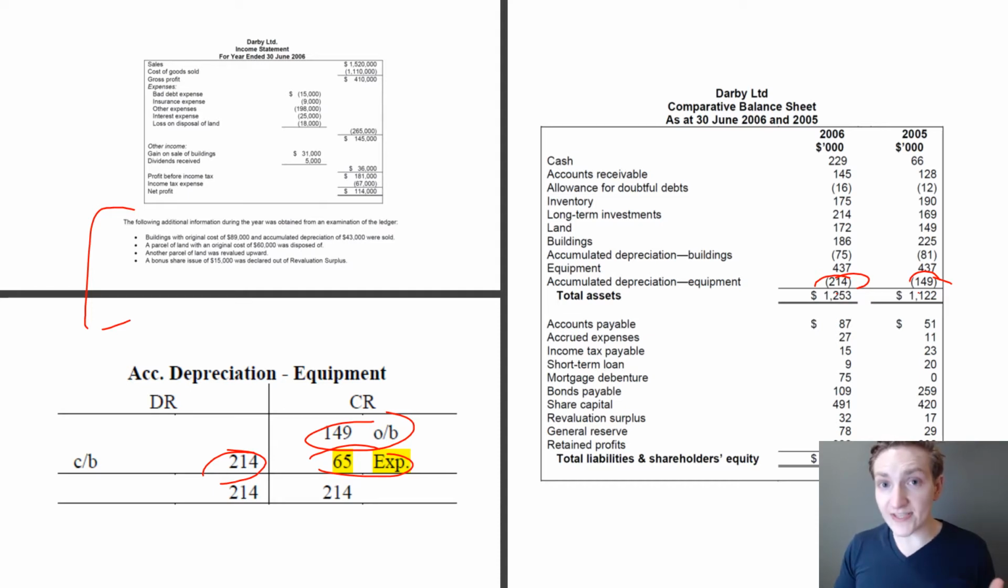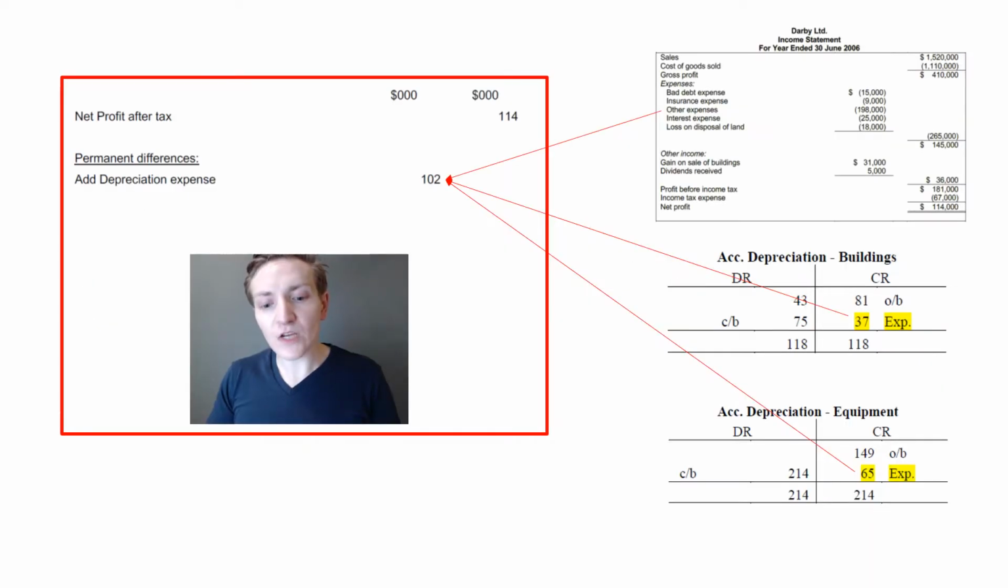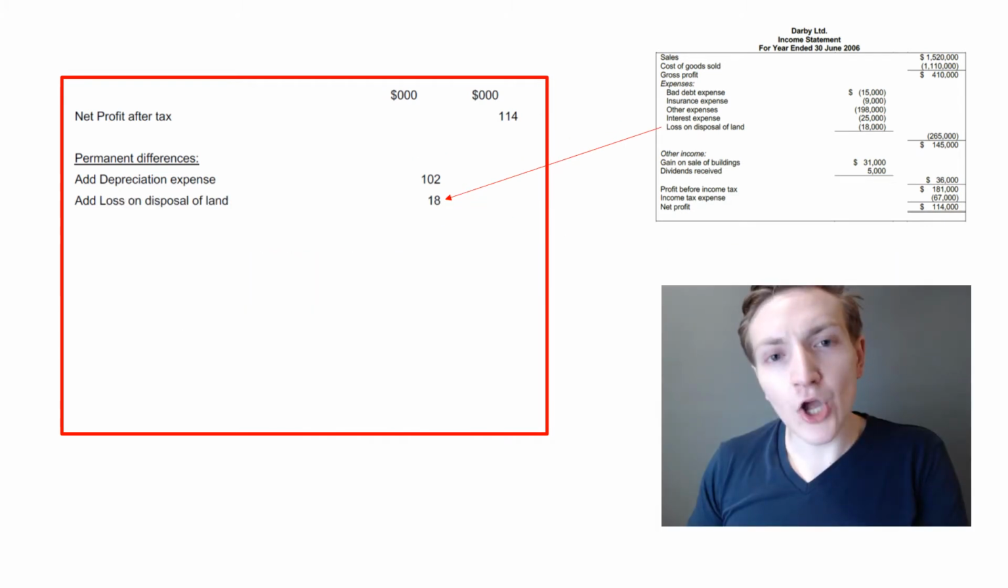We can then bring this into our cash flow statement. So in the cash flow statement here, the depreciation expense then in total is 102. So we add that back to our net profit after tax to add the next portion of our cash flow statement. We can then add on any loss on disposal of land.